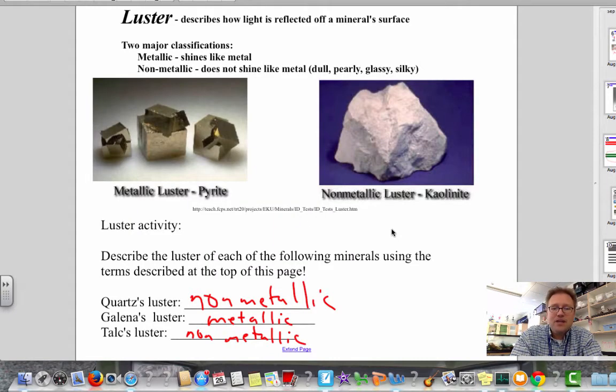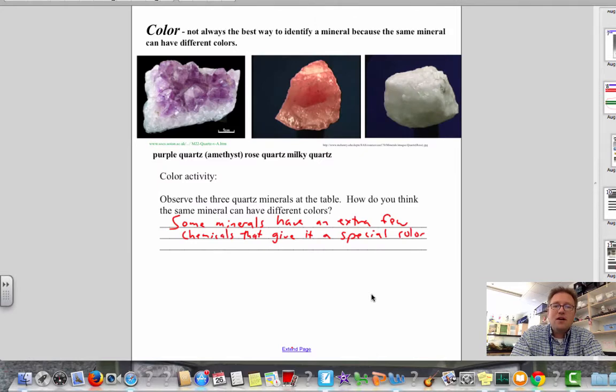So that's hardness. There is luster. Luster is quite simply how minerals reflect light. If a mineral reflects light well, it's shiny and looks like metal, and we call those minerals metallic. Pyrite is a metallic mineral. It shines. Other minerals that aren't so shiny can be dull or glassy or silky. Those are called non-metallic. Kaolinite is a non-metallic mineral. Talc is non-metallic. Quartz is non-metallic. So that's luster. Luster is another property. Color.